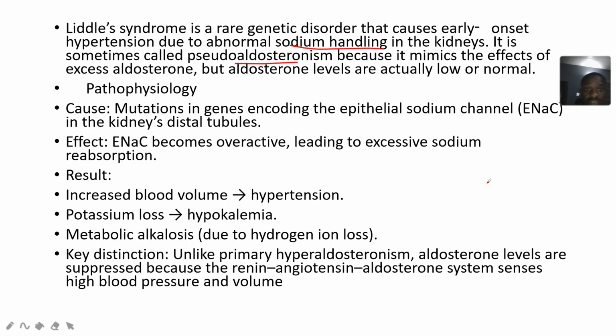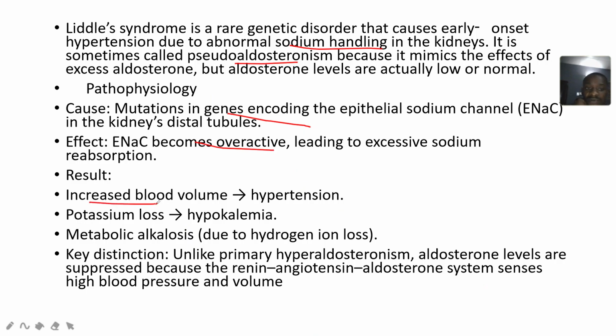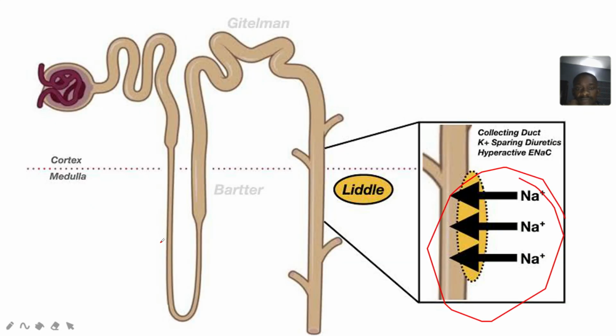The cause is a mutation in the genes encoding the epithelial sodium channel in the kidney's distal tubule. So this epithelial sodium channel becomes too active, leading to excess reabsorption. Any sodium that comes to the tubule will be reabsorbed back into the body. So there's increased blood volume. Of course, if sodium is absorbed, it pulls water with it. So this leads to hypertension, and there's a loss of potassium, which leads to hypokalemia. There's metabolic alkalosis due to hydrogen ion loss. So that's what we have.